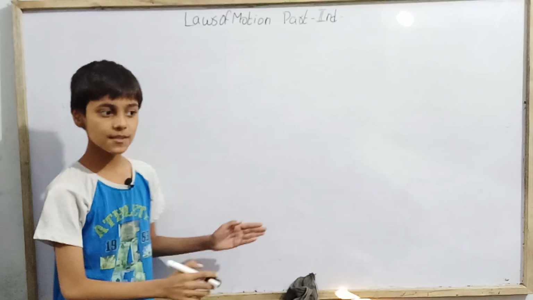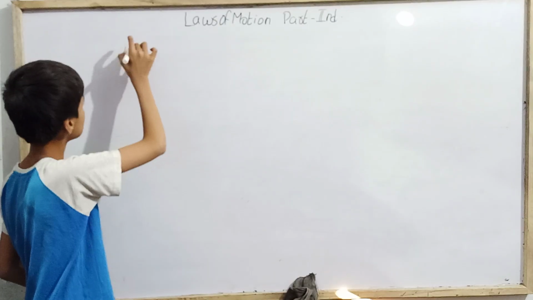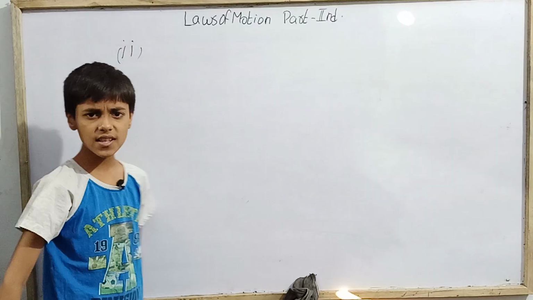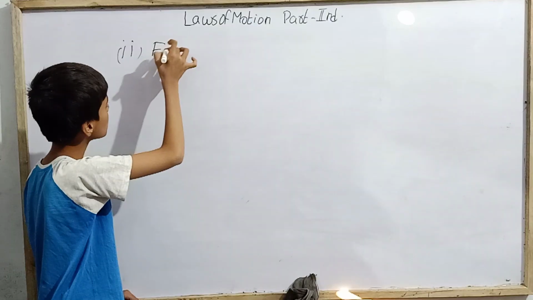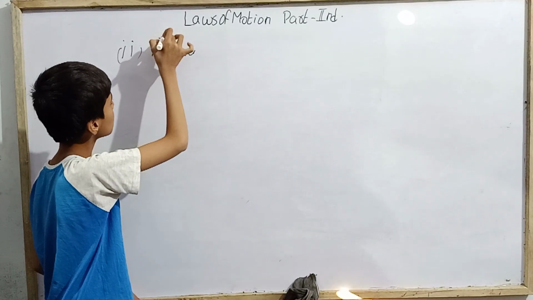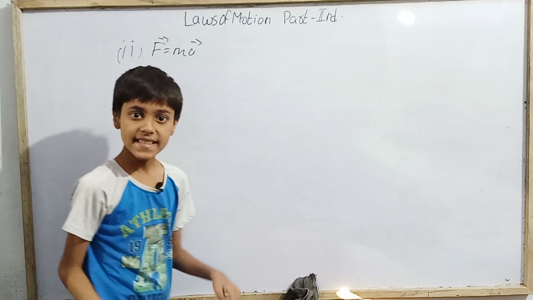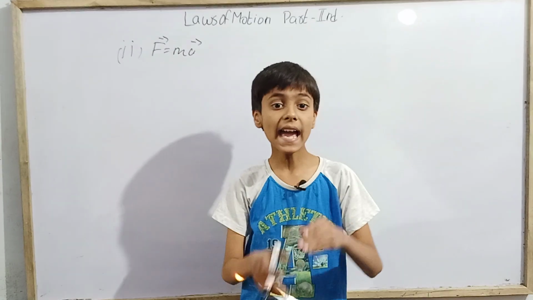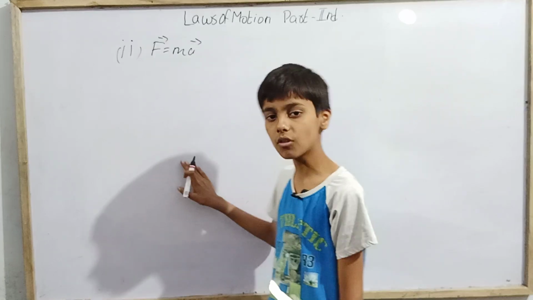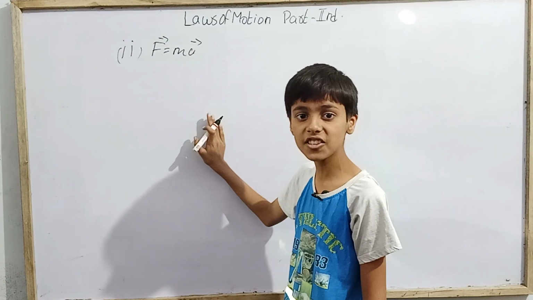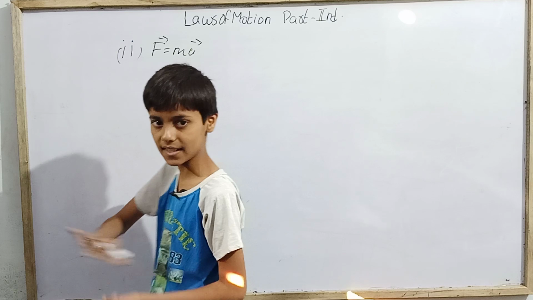Okay, now let's move to the second law of motion. First of all, what does the second law of motion predict? It predicts that F equals ma, meaning force equals mass times acceleration. Since force is a vector quantity and acceleration is a vector quantity, while mass is a scalar quantity, on force I have put an arrow, on acceleration I have put an arrow, but on mass there is no arrow.